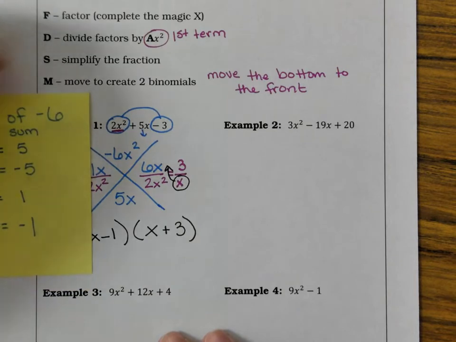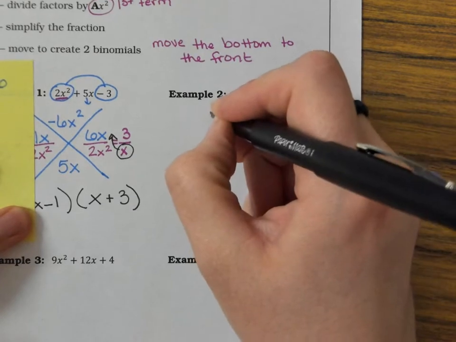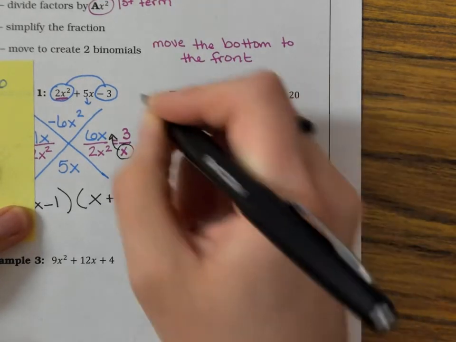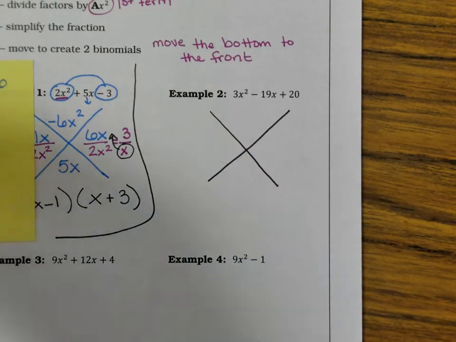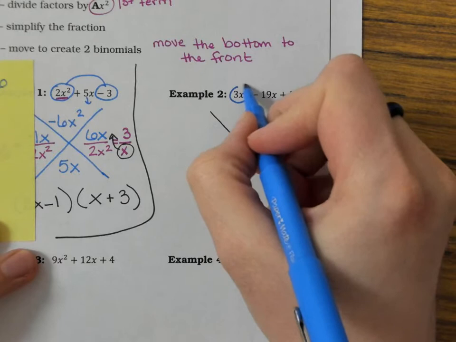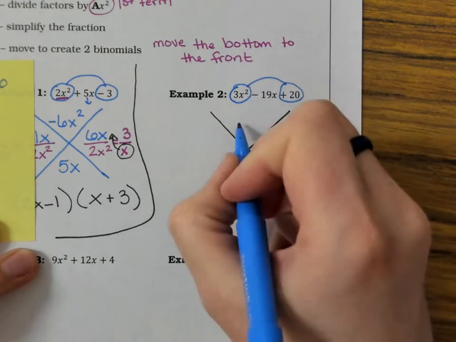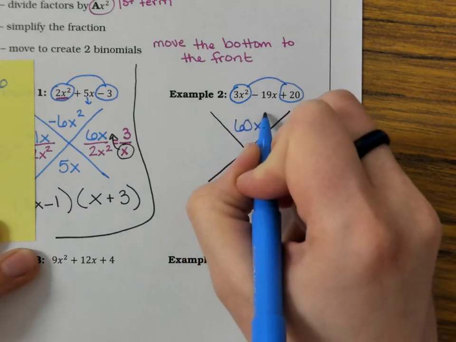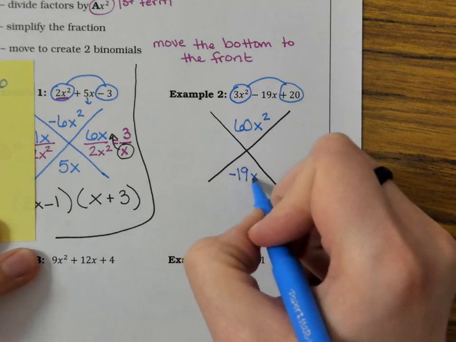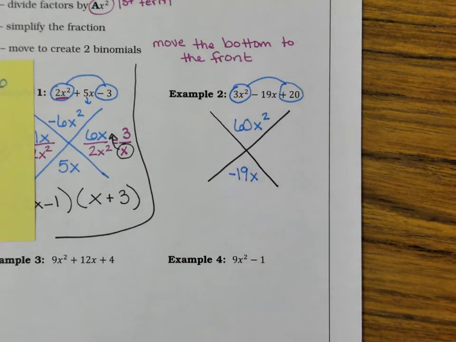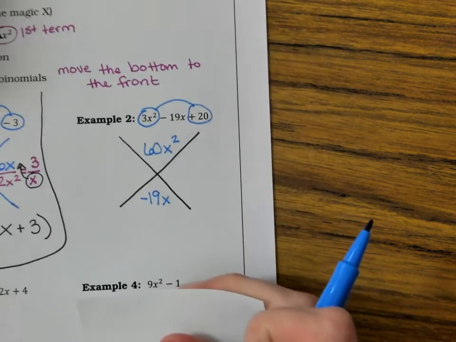Okay, example 2. Draw the X. Make sure there's enough room that you can write in it. Okay. And the steps are first term times last term. 3 times 20 is 60, x squared. And move the middle to the bottom, negative 19x. So I need to find factors of 60.